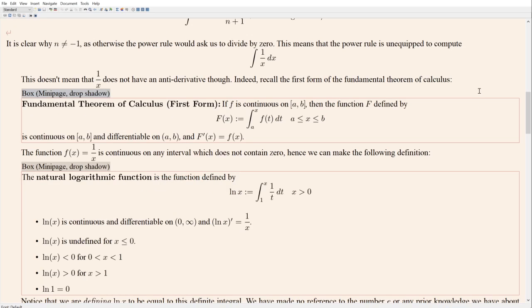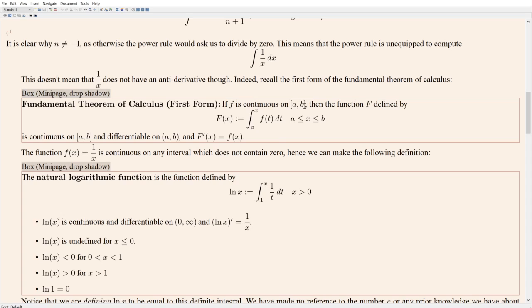But that doesn't mean that we can give up. It does not mean that 1 over x does not have an antiderivative. In fact, the fundamental theorem of calculus, the first form, the content of that theorem is basically just the statement that all continuous functions have antiderivatives. That's actually what the definite integral is. That's one way of interpreting the definite integral: it is the operation that constructs antiderivatives. So the precise statement of it is here.